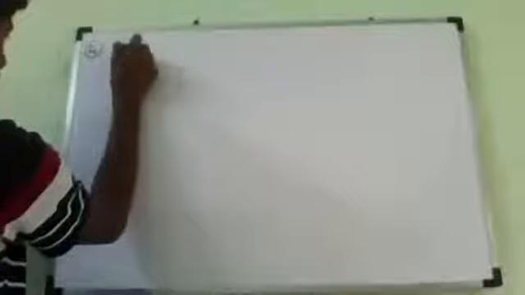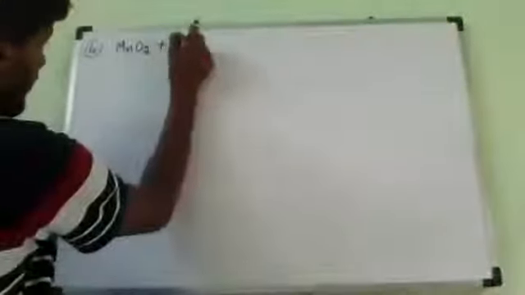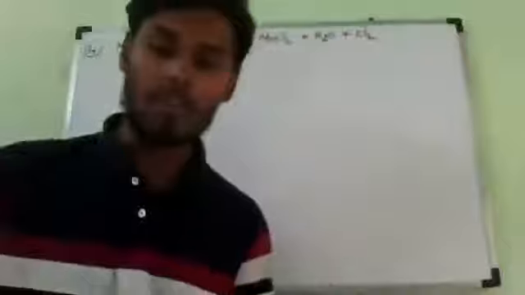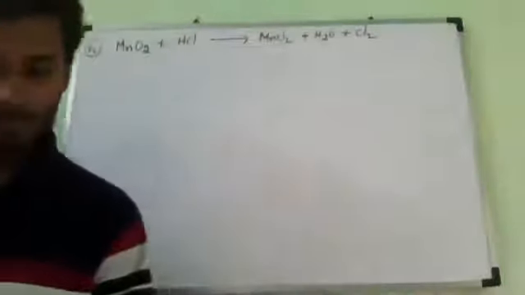Fourth example. What is the symbolic equation? Tell me. Chemical equation. Manganese dioxide, MnO2. Understanding? MnO2 plus HCl will form MnCl2, manganese chloride, plus water, H2O, plus Cl2. Understand? Now try to balance it. I'm giving you 2 minutes. Try to balance it and tell me the balanced chemical equation.